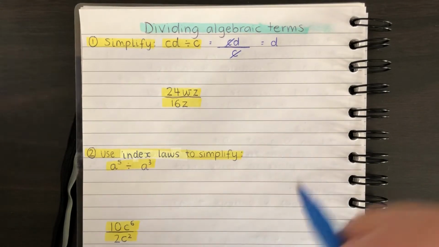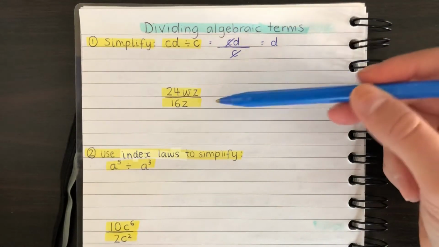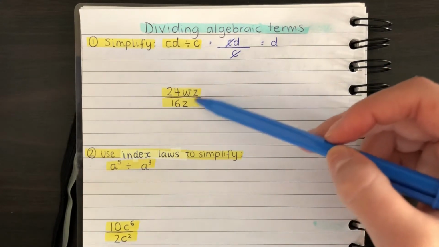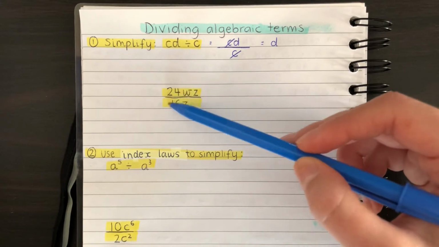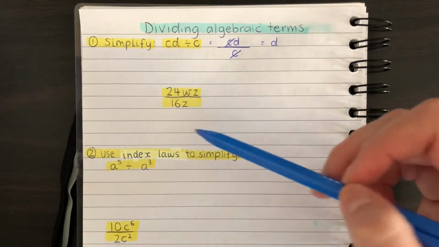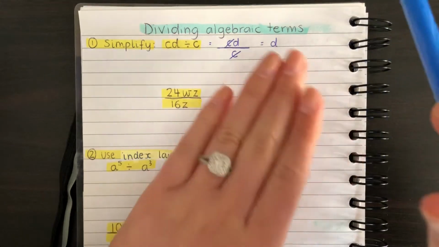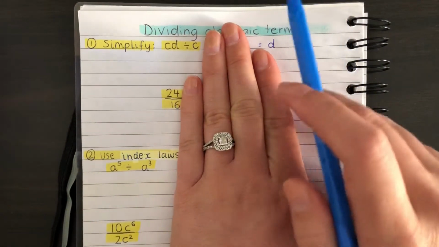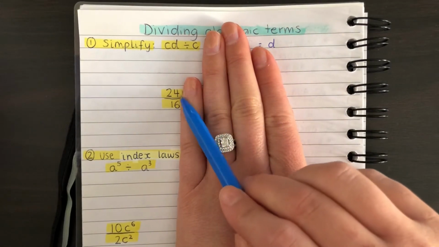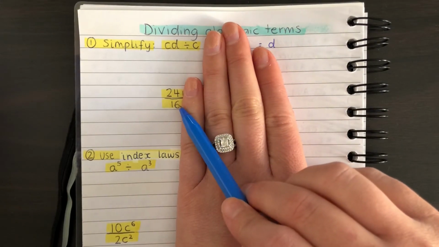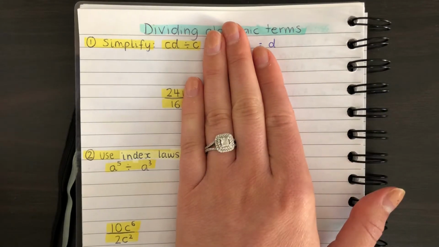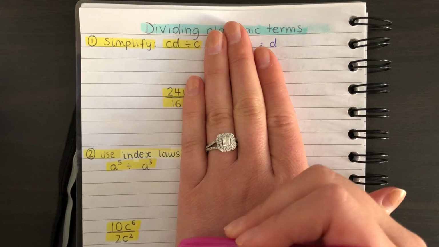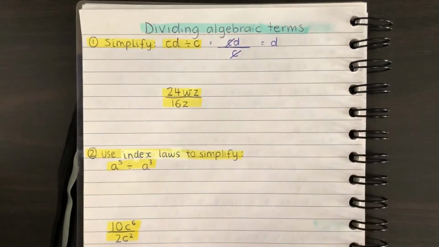Okay, so let's practice but go one step further with the next question. Now this time, not only do we have letters, we also have numbers. Now you can actually kind of treat the numbers differently to the letters in this case. So I'm just going to cover the letters for now so we don't get confused. And we have a 24 divided by 16. Now you need to find what the highest common factor is of these two numbers.